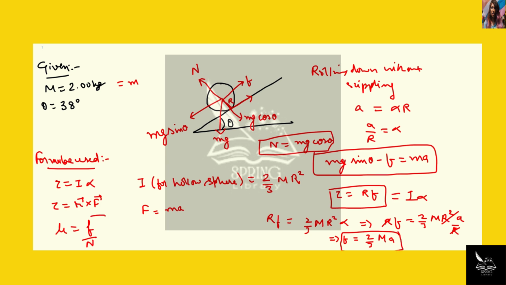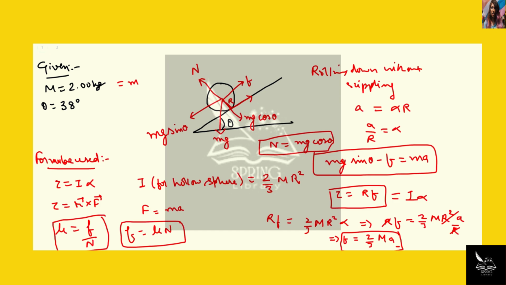And we know that the frictional force is related with the normal force, so F equals μN, where μ is the static coefficient. We will find the μ later. First we have to find out the acceleration. Using this equation, putting here, we have mg sin θ minus F equals ma. F equals 2/3 ma. M equals m, both are the same.